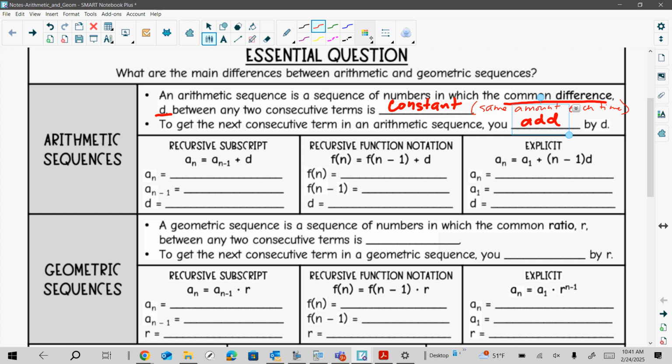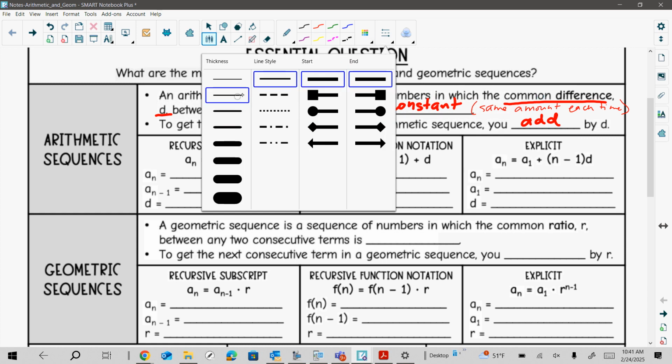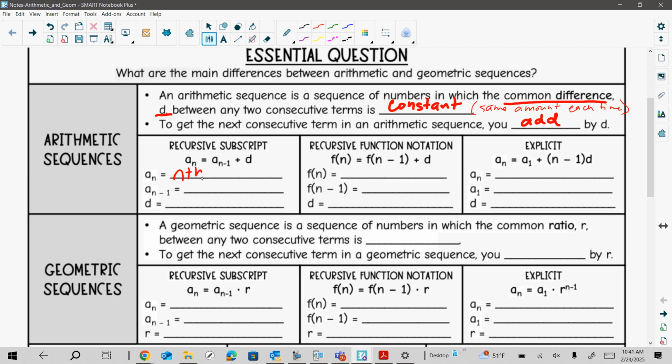Now, the parts don't vary that much. The first, a sub n, always means the nth term, any number of term. I can say the term n is 5, so the fifth term. I can say a sub 11, that means the 11th term. Now, n minus 1 is talking about the previous term. So if I subtract 1 from the term I'm talking about, I get the one before it, the previous term.